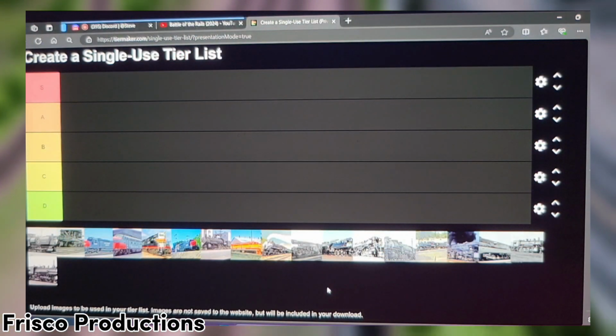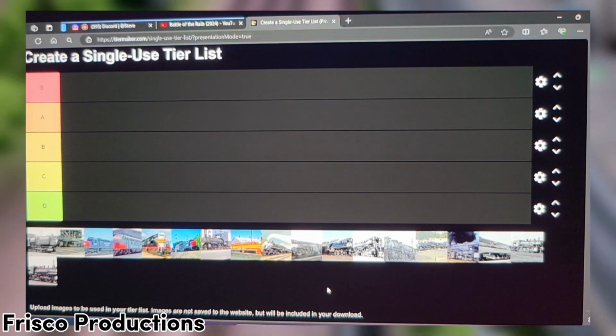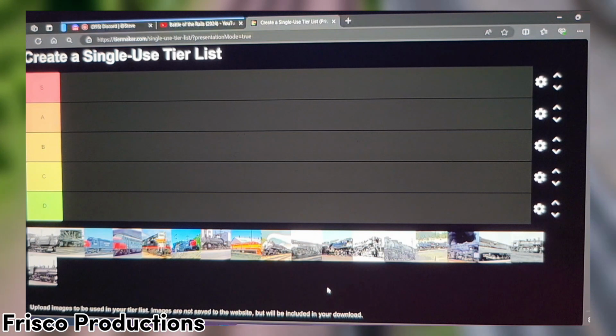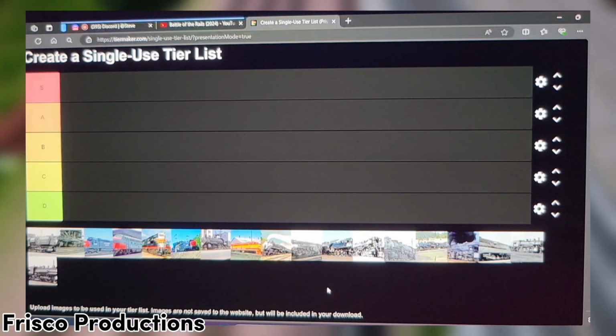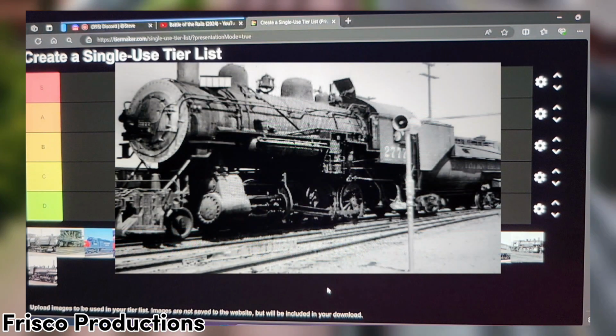4449 Productions, what's our first engine today? Let's see. What shall we start with, Mr. Thurman? Steam or diesel? How about we start with steam? So, first we're going with the Southern Pacific 2-8-0 C9 Consolidations.